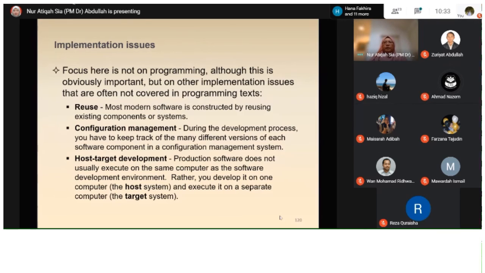Okay. Especially for the client side. Okay, of the client side, and then tak compatible dengan apa yang kita dah design dan sebagainya. So that is actually the issue on the implementation that we have to take care of. Okay, you have to take care.